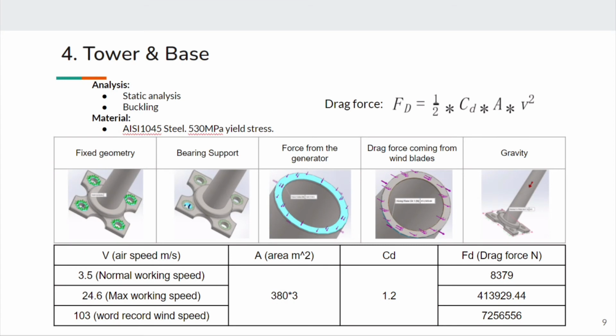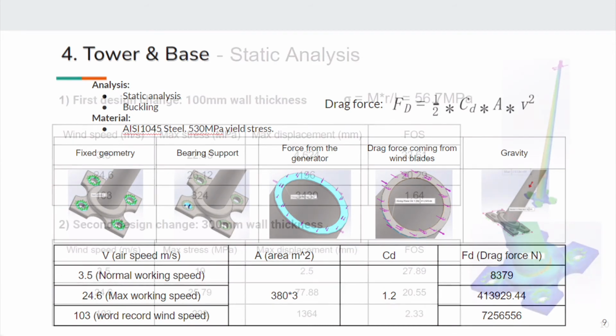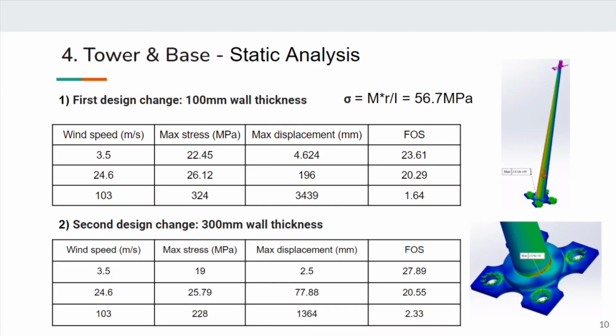For the tower and base, we chose steel as our simulation material, which is widely used in the industry. Boundary conditions and fixtures are shown above. Drag force from the blade is calculated from the equation, where the wind speed is a variable that changes under different load conditions. The original model has a solid body for the tower, so we made 2 design changes for the model, with 100mm and 300mm tower wall thickness.